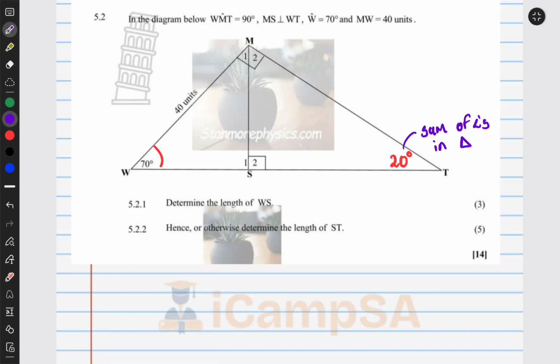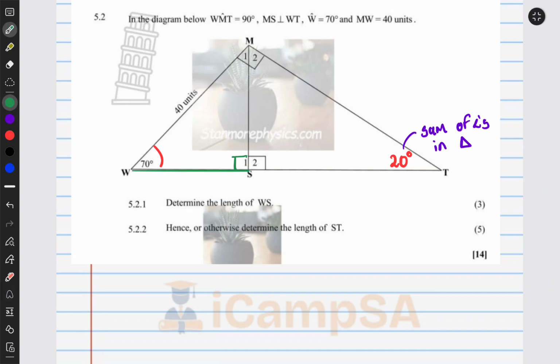And then MW is 40 units. That is all we are given, basically. Determine the length of WS. Look at what we have here. We have this hypotenuse side, because this is also a triangle. That angle S1 is going to be 90 degrees.